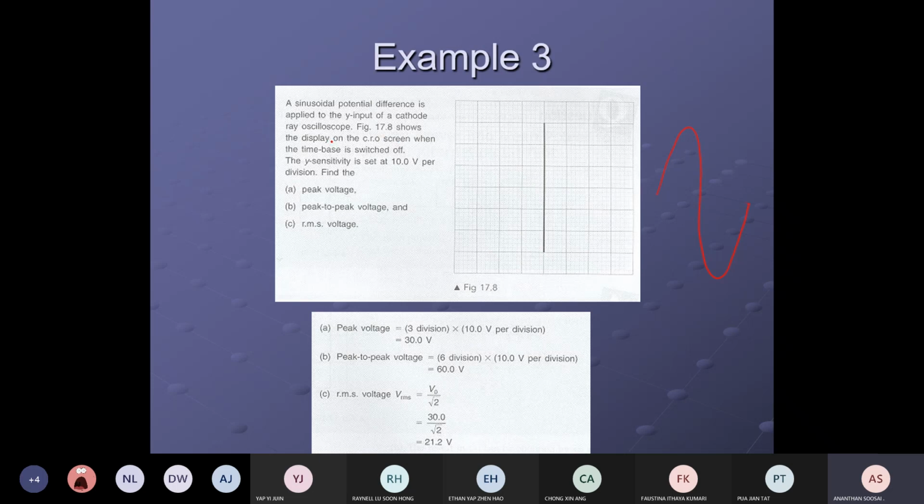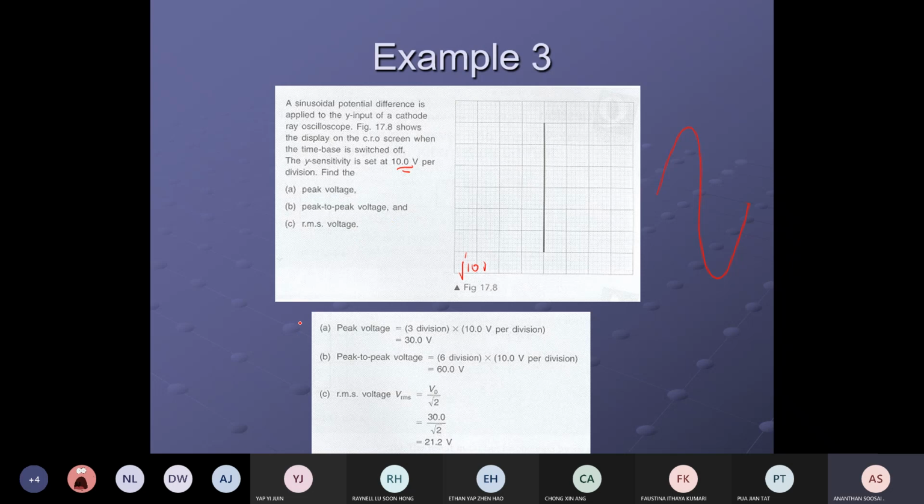So CRO screen, time base is switched off. The Y sensitivity is set to 10 volt per division. That means every box is 10 volt. Find the peak voltage. Find the peak-to-peak voltage. Find the RMS voltage.